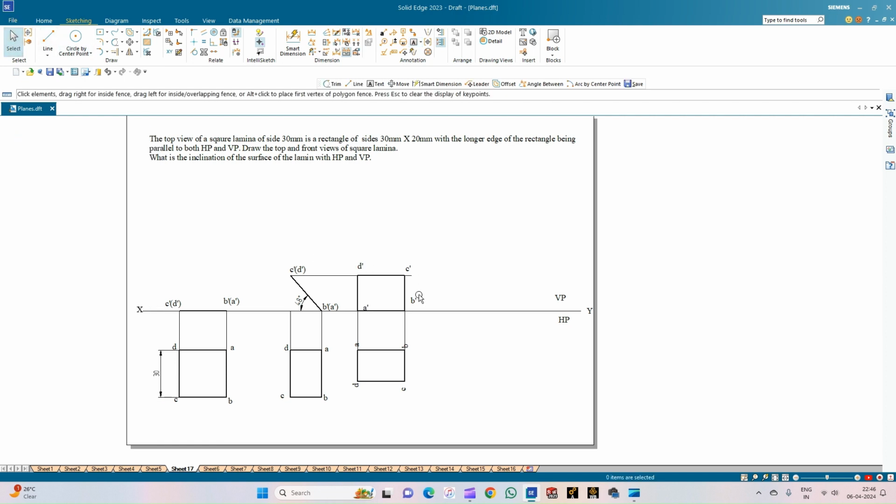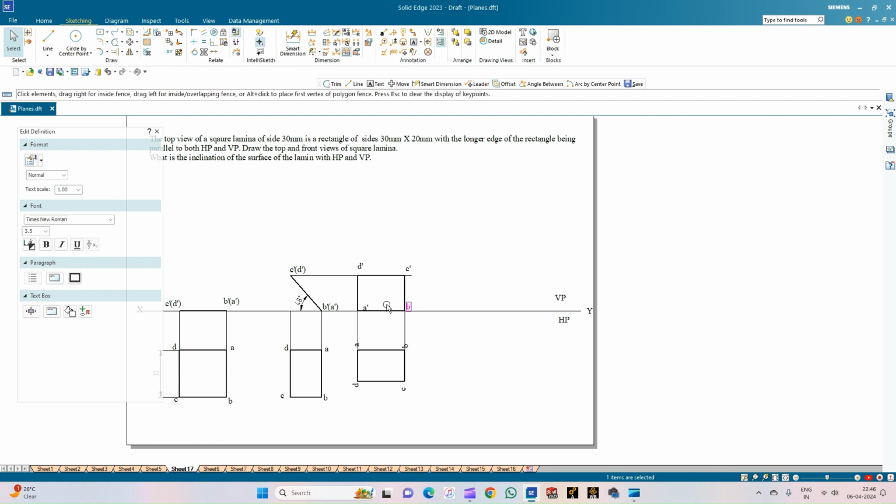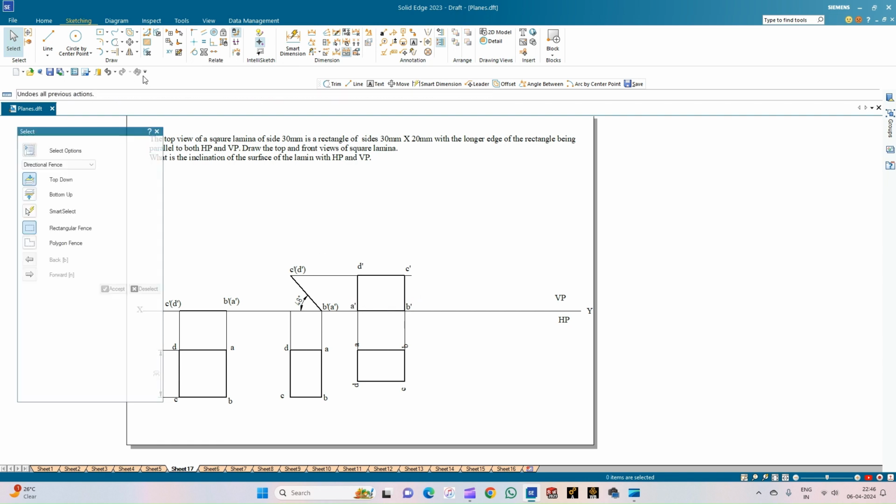Correct? So this completes the problem. However, there is a question asking to determine the inclination with respect to the VP. With respect to the HP, we know that 48 degrees is the inclination.